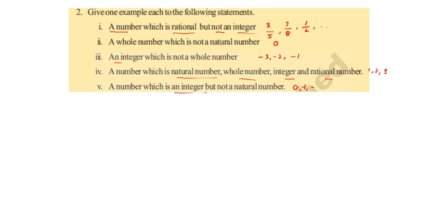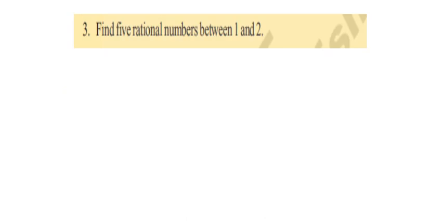-2, -3. These all do not belong to natural numbers, but these all belong to integers. That's enough. Now we move to the third one. Find 5 rational numbers between 1 and 2.